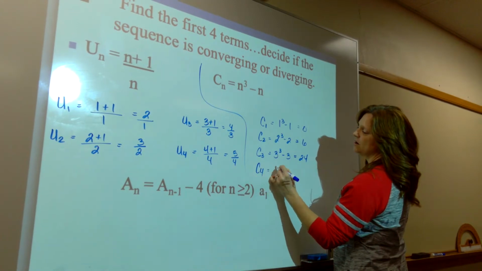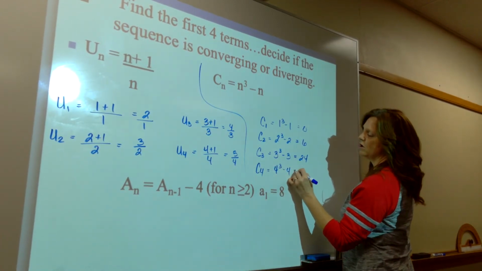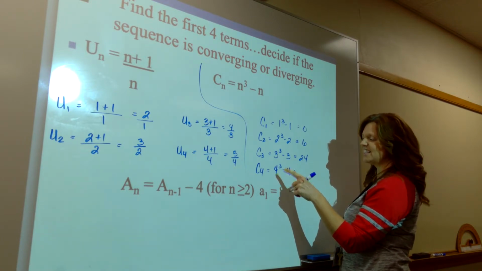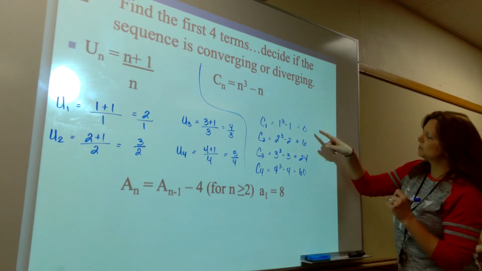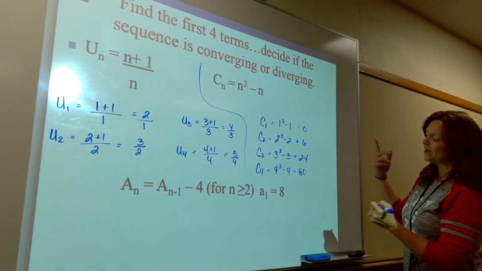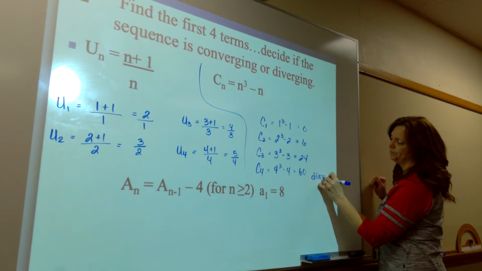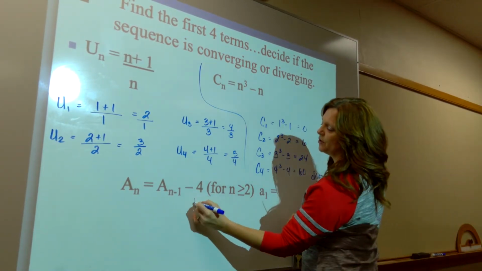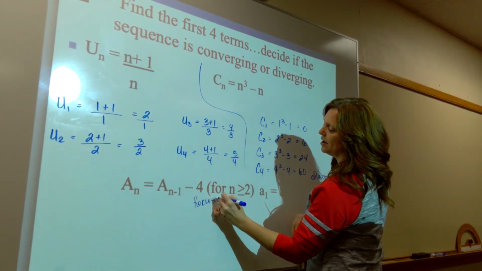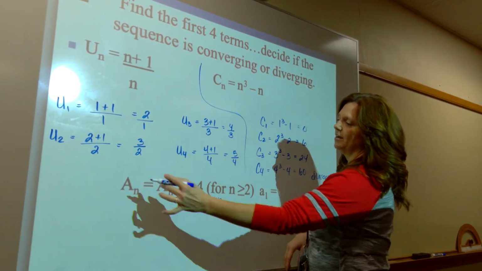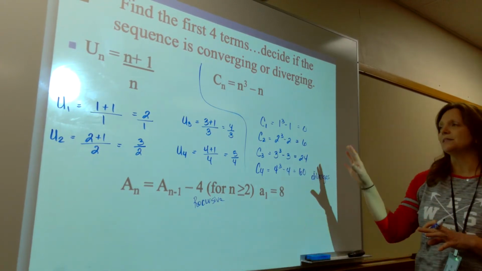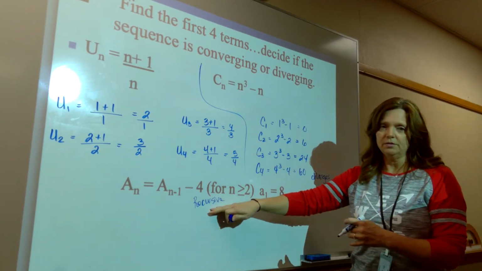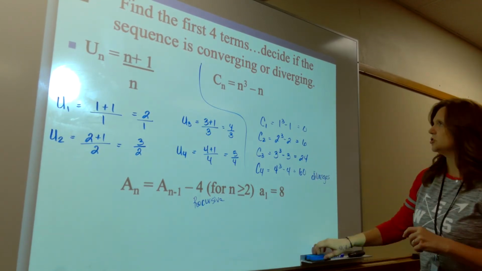And C sub 4 would be 4 to the third minus 4. 4 times 4 is 16, times 4 again is 64, minus 4 is 60. So this one seems to be growing rather rapidly. I would say that this one diverges. This type of rule is called a recursive rule, and we are not testing on that. So we're going to go ahead and skip this, and you'll notice in the examples there will be some explicit rules and there will be some recursive rules. We're going to skip all the recursive rules for this year.